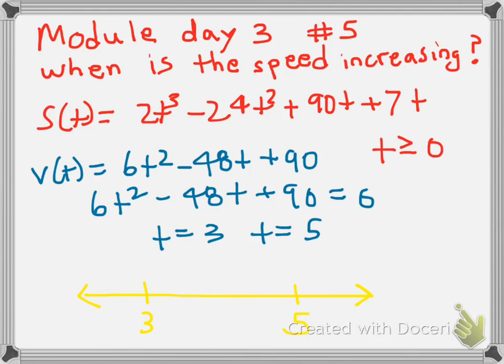Okay, so we have to plug in points back into the velocity to see if it's increasing or decreasing at these points. So if you plug in a 4, you're going to get a negative value. If you plug in a 2, it's going to be positive, and you plug in 100, it'll also be positive. So this is our graph for the velocity. So now I'm going to go to a new page and do the acceleration.